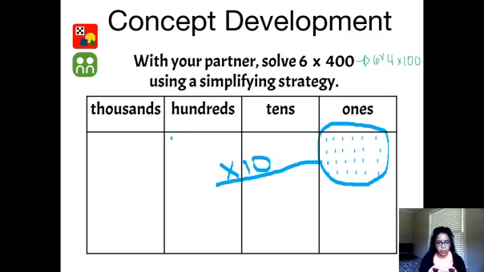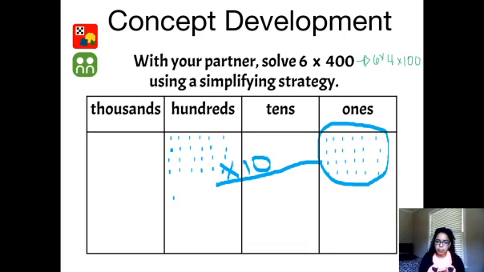So 1, 2, 3, 4, 5, 6. 1, 2, 3, 4, 5, 6. And we have our 4 groups of 6.